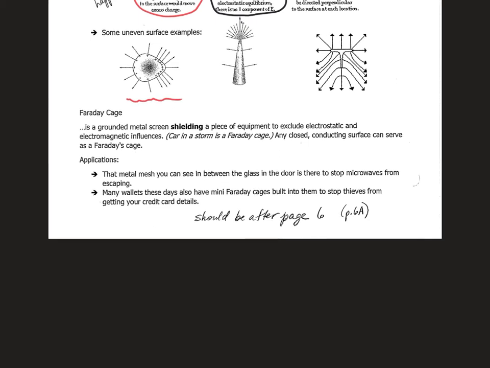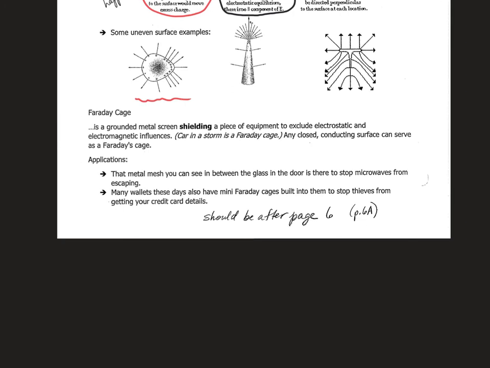Now, let me introduce something that's referred to as a Faraday cage. What is a Faraday cage? It's a metal screen, and we're going to see one in class, that essentially shields or prevents a piece of equipment or any kind of research tool from any electrostatic or electromagnetic influences. So it's another region where there are no allowed E-fields.